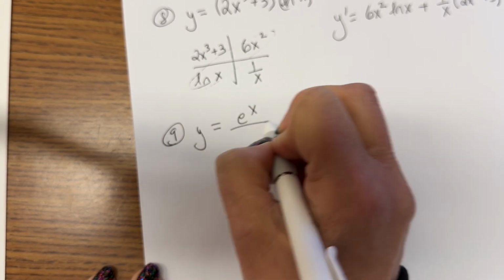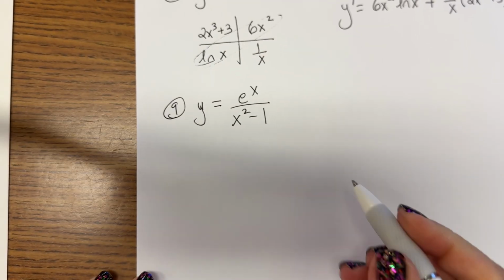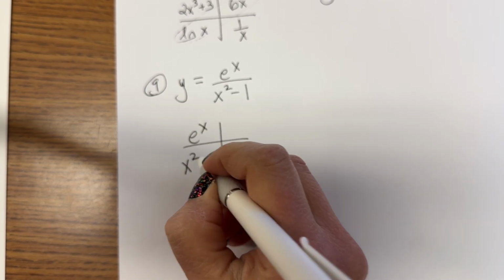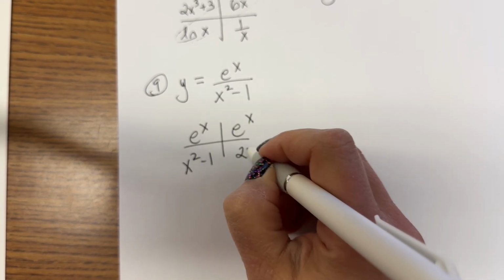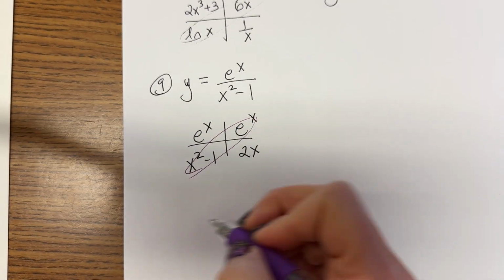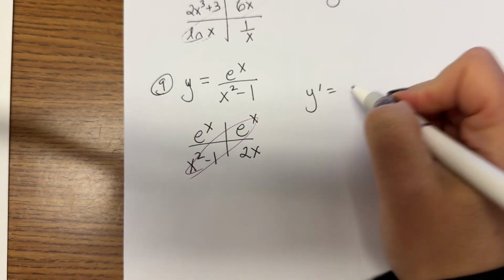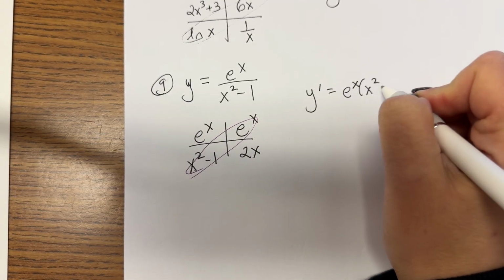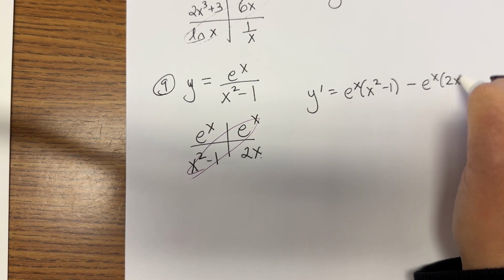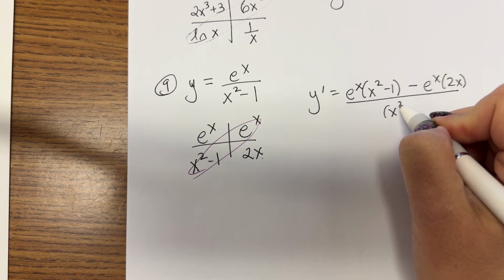Okay, in number 9, we have a quotient. We have division of functions. So for the quotient rule, I need my pieces. I'm going to multiply this way. So the derivative is low d high minus high d low all over the denominator squared, or low low.